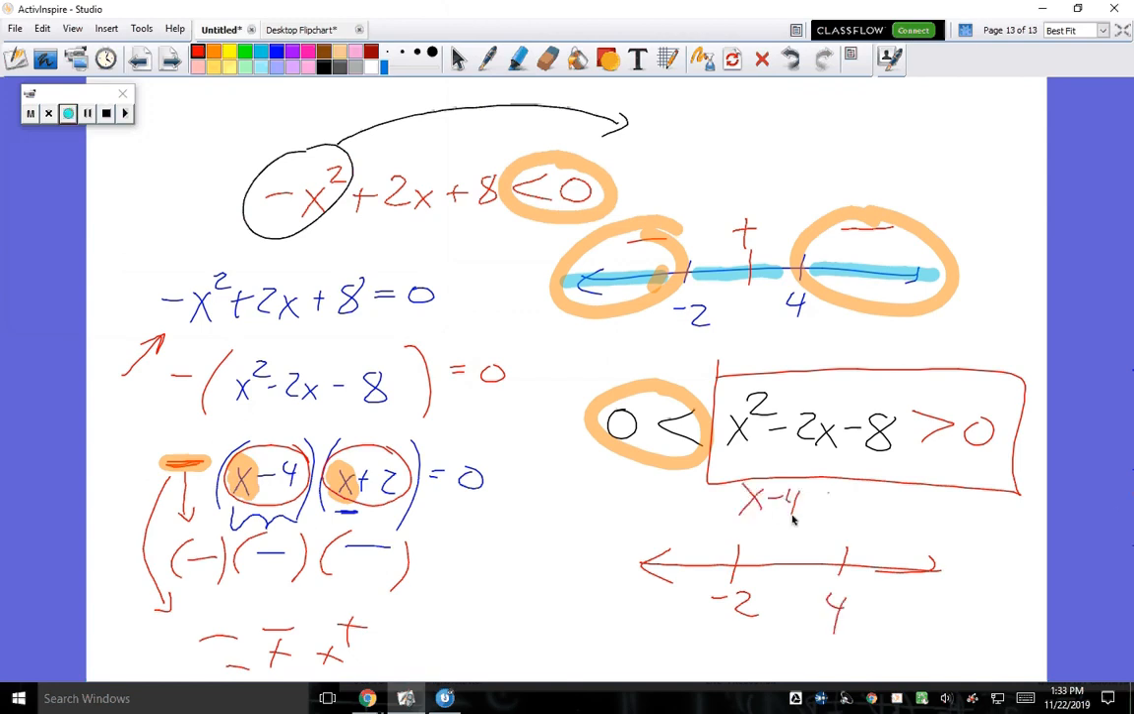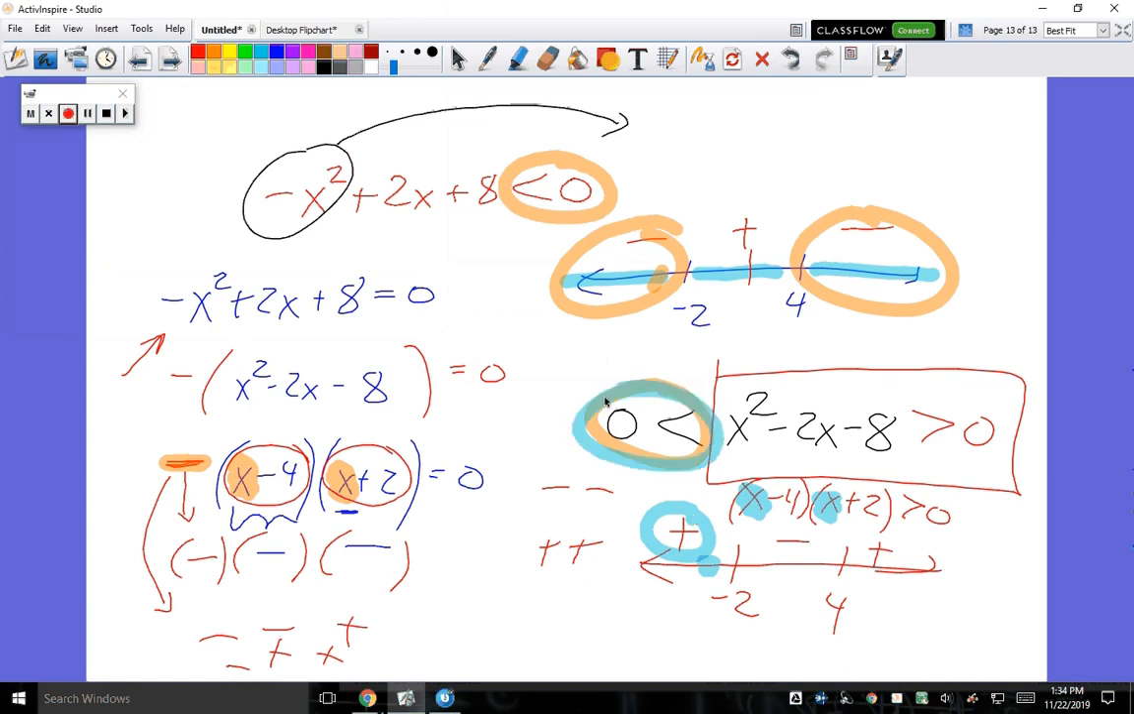X minus 4, x plus 2. If I sign test it by putting a negative 3 here and here, I would get a negative, then I would get a what? Negative, which would give me a what? Positive. If I sign tested a 0, I would get a negative, and if I sign tested something like 5, I would get a positive times a positive, which would give me a positive. Notice, I got different answers here. You with me?